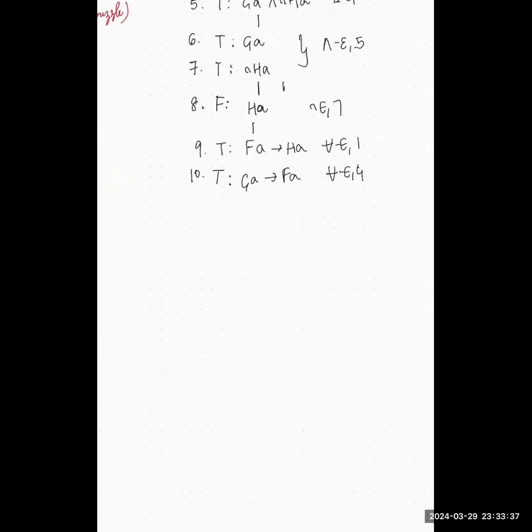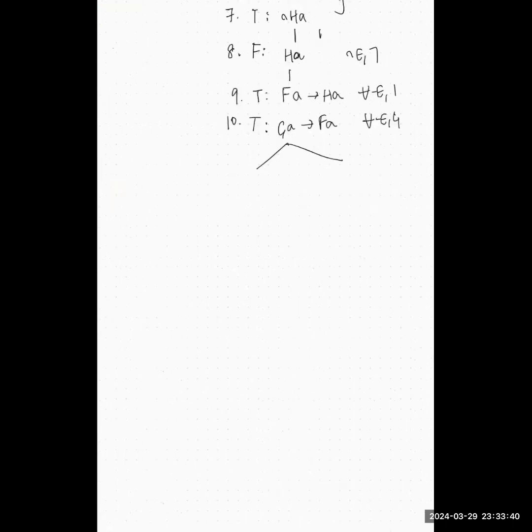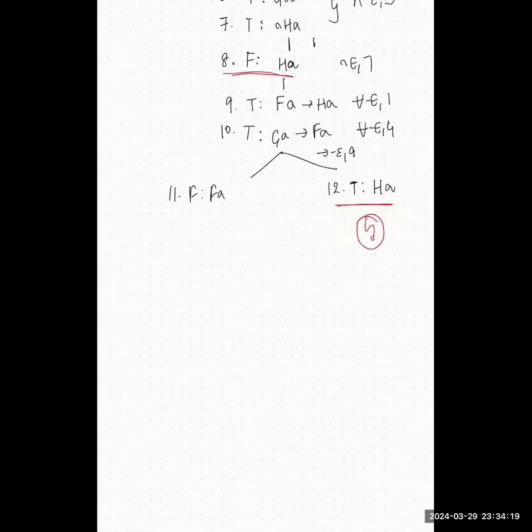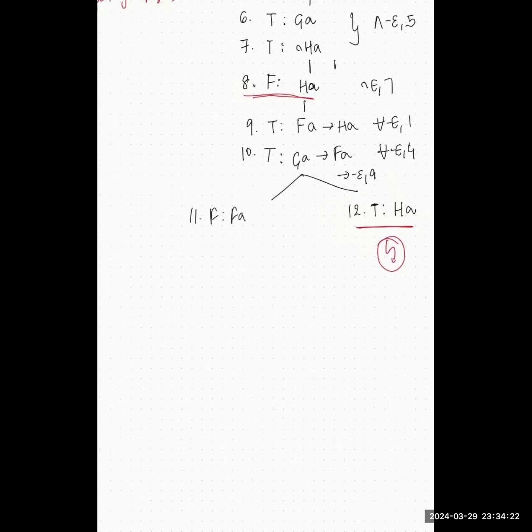And now I'll branch out and branch line 9, which is false FA, application, explanation 9, and true HA. But we can see that we have arrived at a contradiction for HA. In line 8, it states that HA is false, but here it says that HA is true. That's not matching, it's a contradiction, and therefore this branch is now closed.